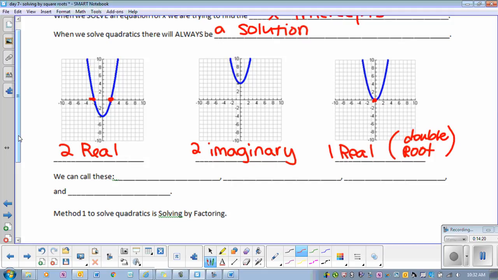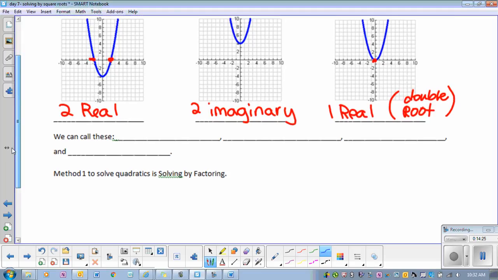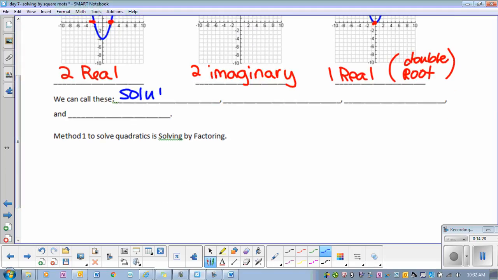So what are the different names for solutions? We can call these solutions, zeros, x-intercepts. That's all I got. And one more, starts with an R. Radical? No. Real number? Roots. And roots. Okay? So solutions, zeros, x-intercepts, and roots.